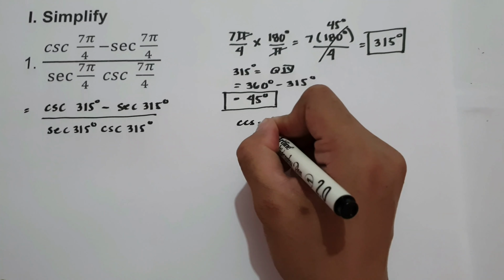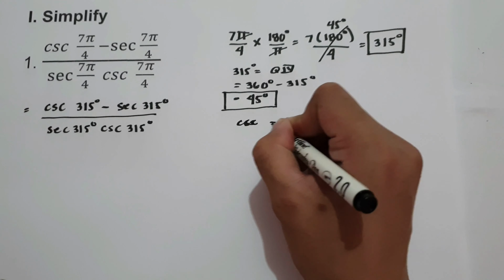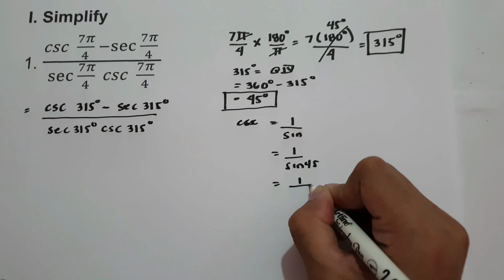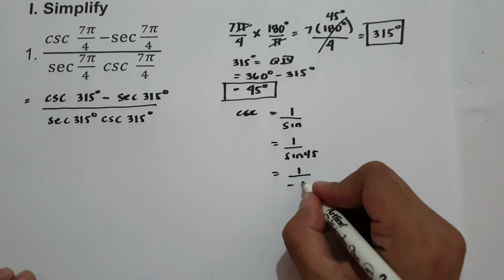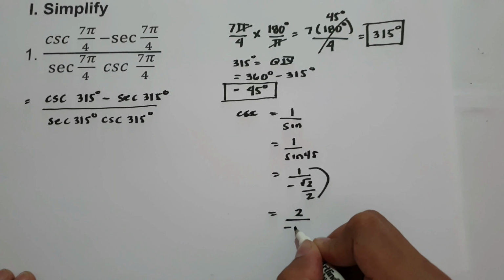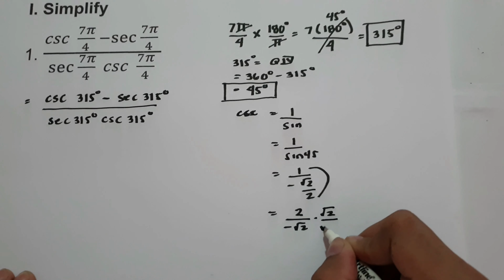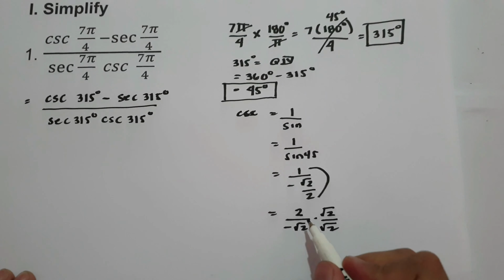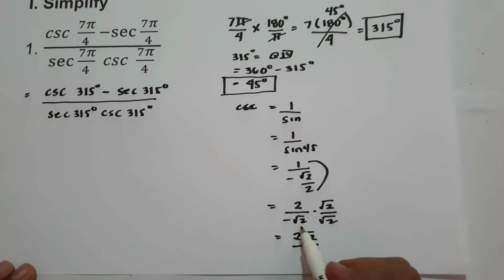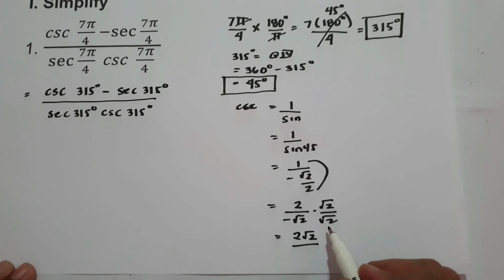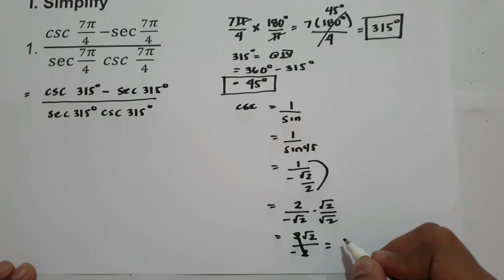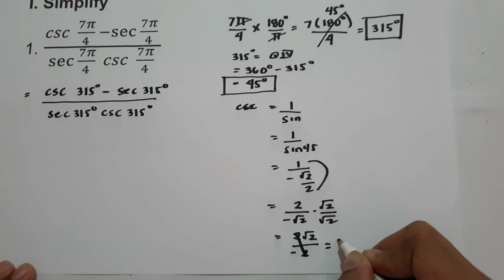And cosecant is equal to 1 over sine. So if we have 1 over sine 45, sine 45 in quadrant 4 is negative square root of 2 over 2. To simplify, we have 1 times 2, that is 2, over negative square root of 2. Let us rationalize by multiplying the numerator and denominator by square root of 2. 2 times square root of 2 is 2 square root of 2, and negative square root of 2 times square root of 2 is negative square root of 4, and the square root of 4 is 2. So we have negative 2 in the denominator. Let us cancel this. So the value of cosecant 315 degrees is negative square root of 2.